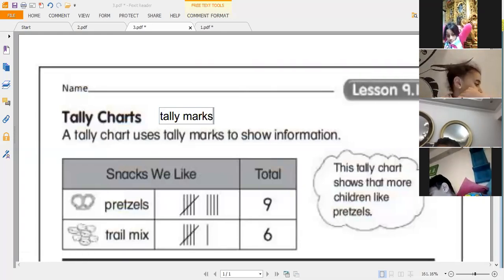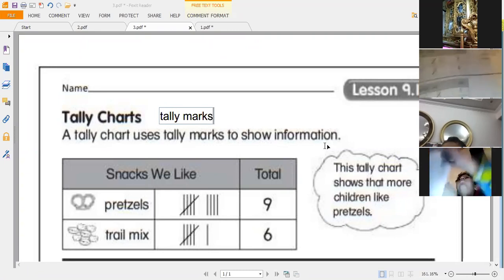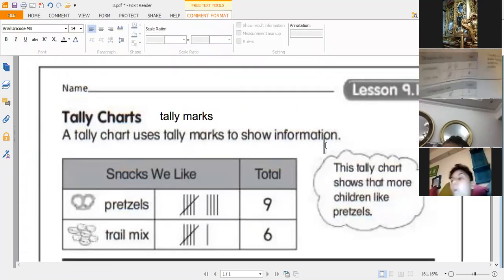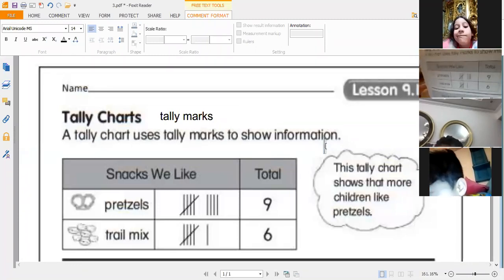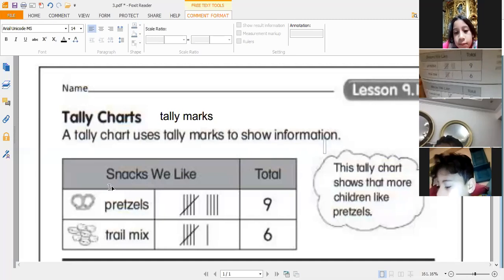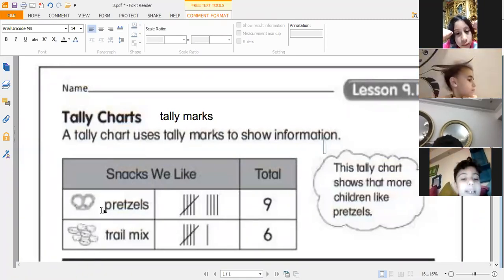Okay, Khaled, can you tell me how many pretzels there are? How can we read this tally chart? 9. Yes, this is the pretzels.